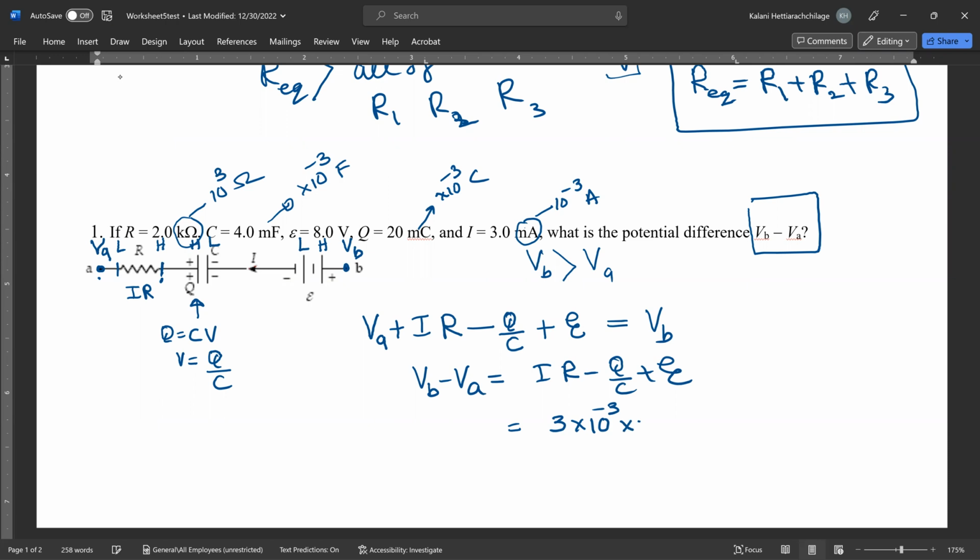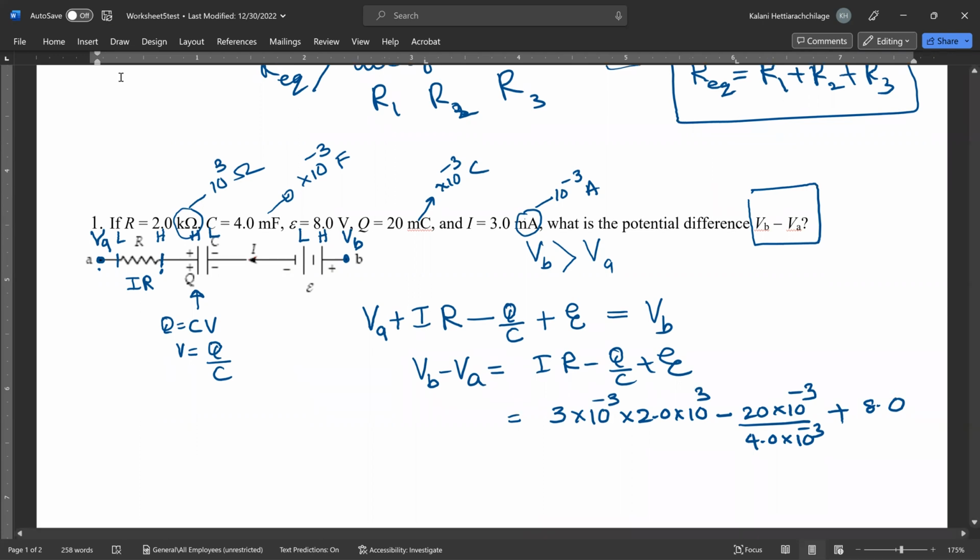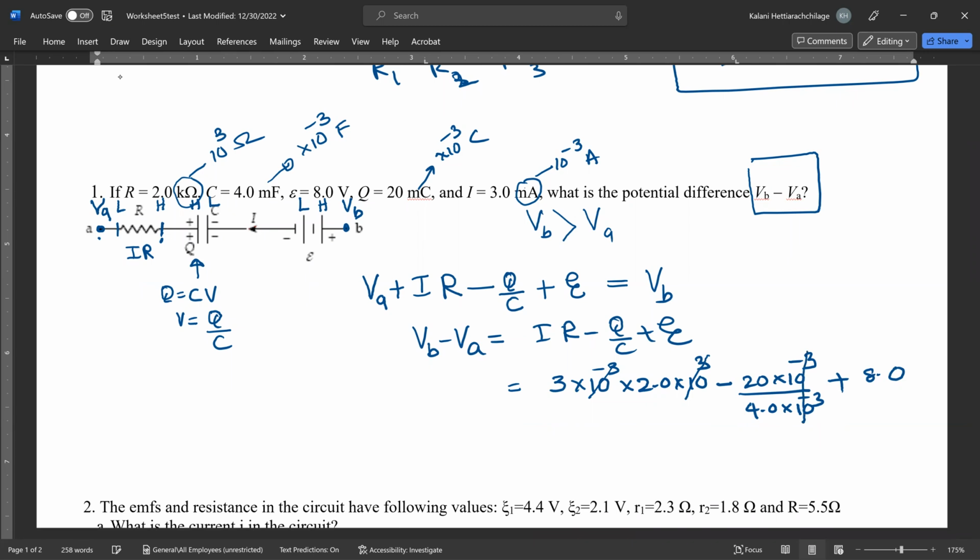Times resistance. Resistance is 2.0 times 10 to the power 3, minus Q, which is 20 microcoulombs, divided by the capacitance 4 microfarad, and then plus epsilon. Okay, so epsilon, you see that is 8, right? Yeah. So now you're going to calculate this. The easy thing is you see that this will cancel out, this also will cancel out, right? So you're going to get VB minus VA in units of volts. I have around 9 volts.